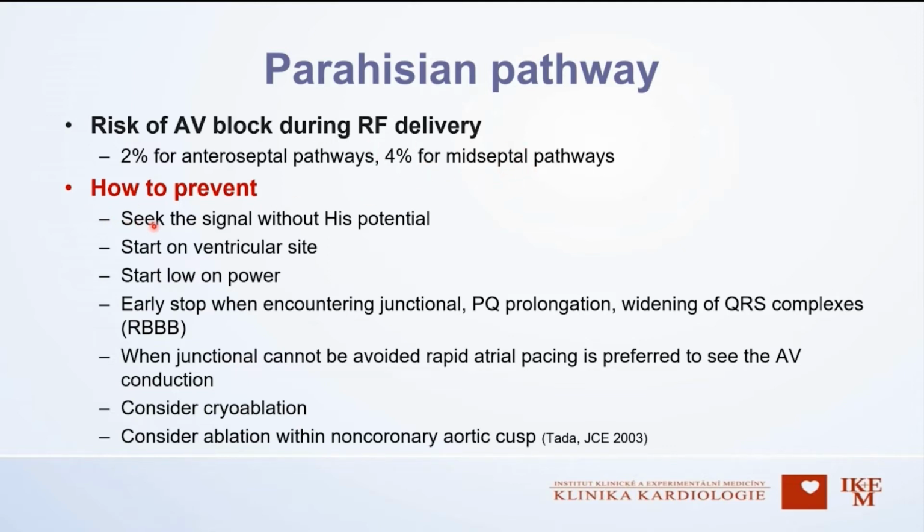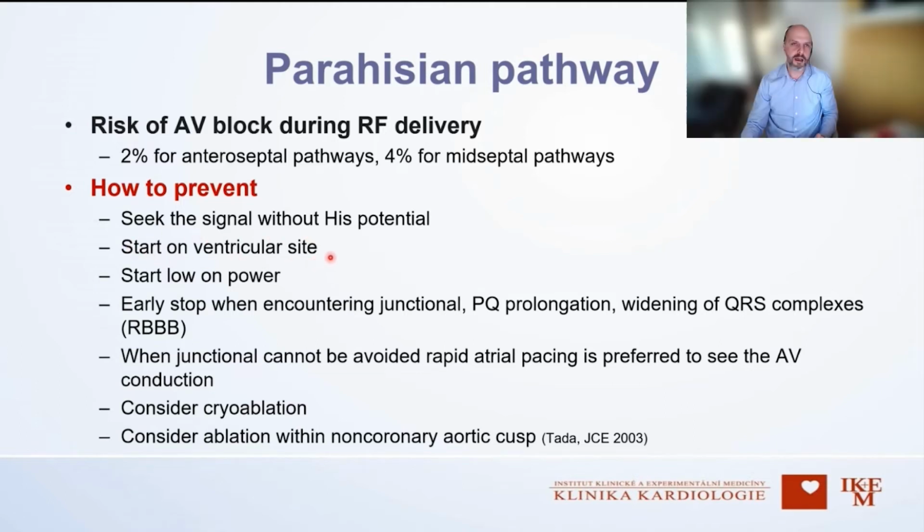And how to prevent the problems? Well, try to seek a signal without His potential. What I strongly recommend is to start on the ventricular side of a big V. At the AV node, you don't really create AV block if you have a really large ventricular signal, because the His is usually protected by the fibrous tissue. And generally it's recommended to start on low power. If you encounter junctional beats, PQ prolongation, or widening QRS complexes, usually right bundle branch block, it means that you are too much in the ventricle. And if you have junctional beats during this, you should start pacing in the atrium to see whether the AV conduction is still present.